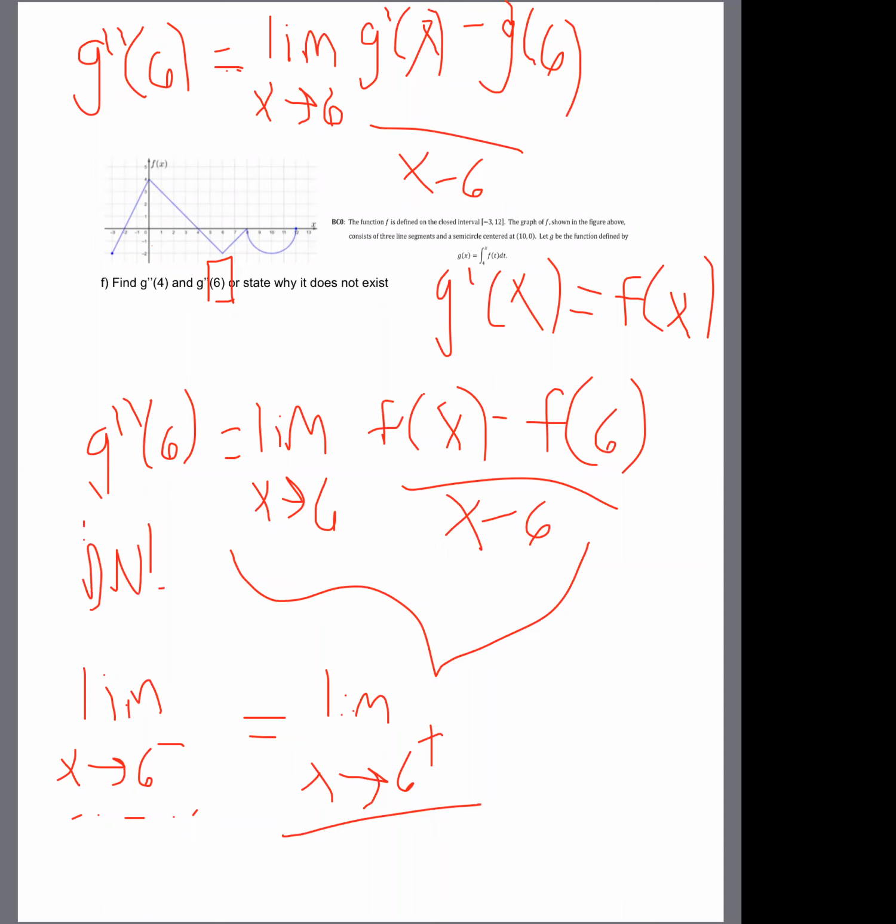No, which, as Natalie said, since there's a sharp point, we already kind of know the answer, but we need to prove it. So I'm going to do the limit as x approaches 6 to the left first, which is f of x minus f of 6 over x minus 6. So let's plug in what we know.